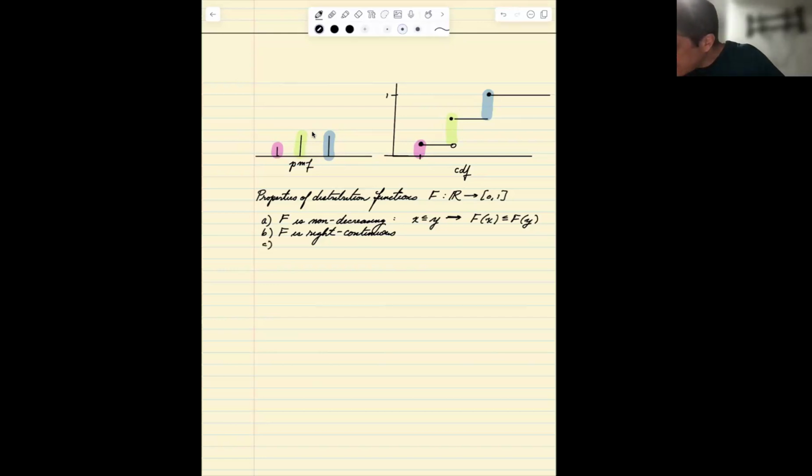F has left limits. So even though it's discontinuous at certain points, such as this point here, if you take the limit and approach it from the left, there is still a limit. It just doesn't happen to be the same as the value of the function, because there's a jump at that point. And if we take limits, specifically as x goes to minus infinity, then this function is zero as we approach minus infinity and is one as we approach infinity.